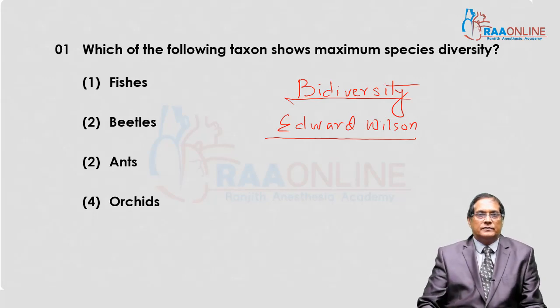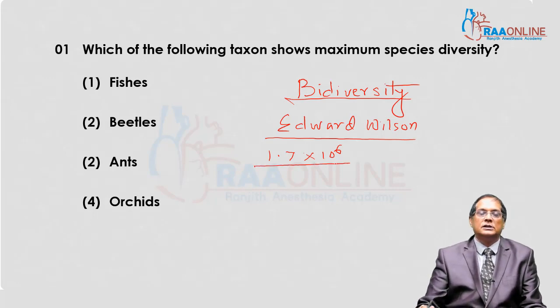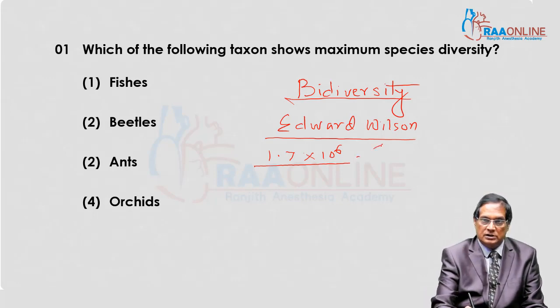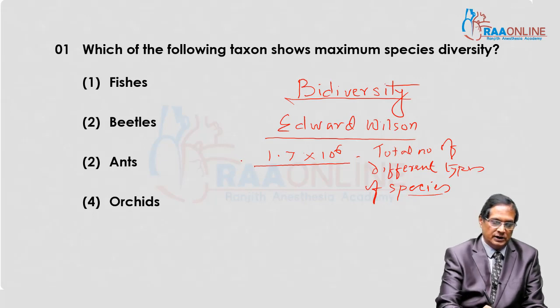There are a number of different types of organisms in this living world, out of which 1.7 million, that is 1.7 into 10 raised to power 6, is the number of different types of species discovered, described and named so far. This is the total number of different types of species.